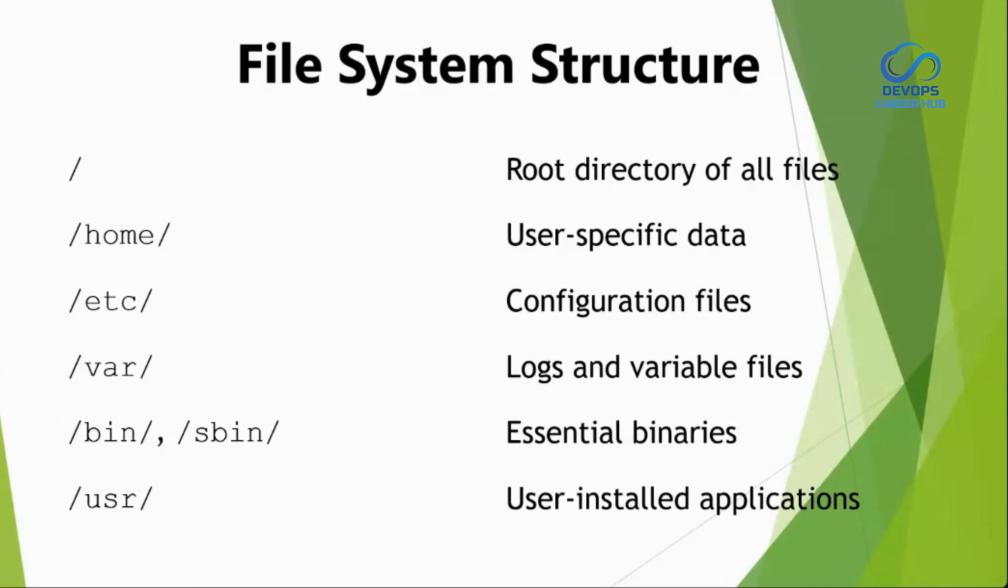Slash home is user specific data. Let's say I have created one user, DevOps Hub, and I want to do whatever I do through that user itself. I have made it specialized and secured. I put a password on it, and I enter only through that user. User specific data will be stored in the home directory. Suppose DevOps Hub has created something, it will be under slash home slash DevOps Hub, and inside that the personalized files will be stored.